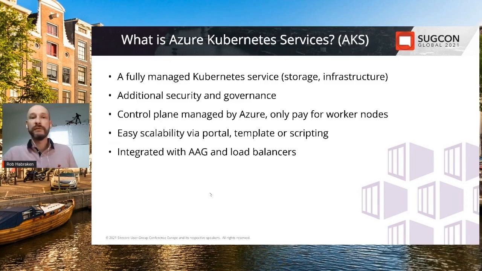So AKS is a fully managed Kubernetes service. It's kind of a serverless approach to Kubernetes. Storage and infrastructure are all arranged for you. And the control plane is completely managed by Azure, and you only pay for the worker nodes. You have easy scalability, there's some additional security and governance, and it's obviously very well integrated with the other Azure features like the application gateway and load balancers.